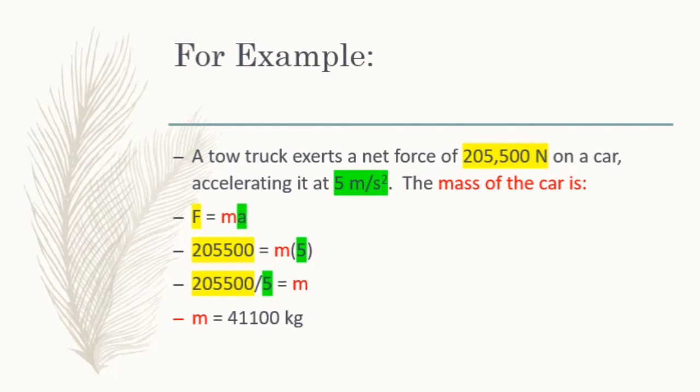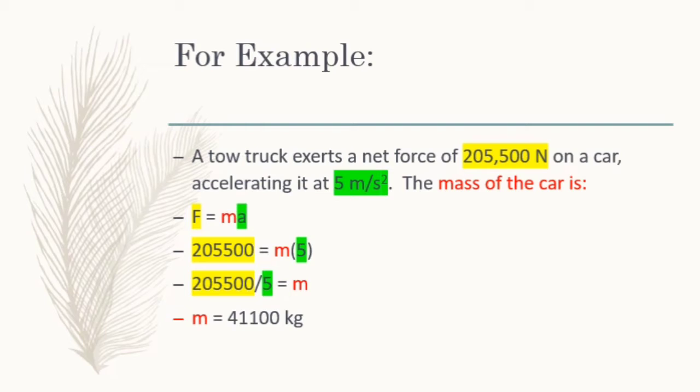So for example, a tow truck exerts a net force of 205,500 newtons on a car, accelerating at 5 meters per second squared. The mass of the car is... So we're going to first write down the equation, F equals ma, and what you'll notice is that F, the net force, is 205,500. So that's what we're going to put instead of F. M is what we're looking for. We're looking for the mass of the car. A is the acceleration, which is highlighted right here in green.